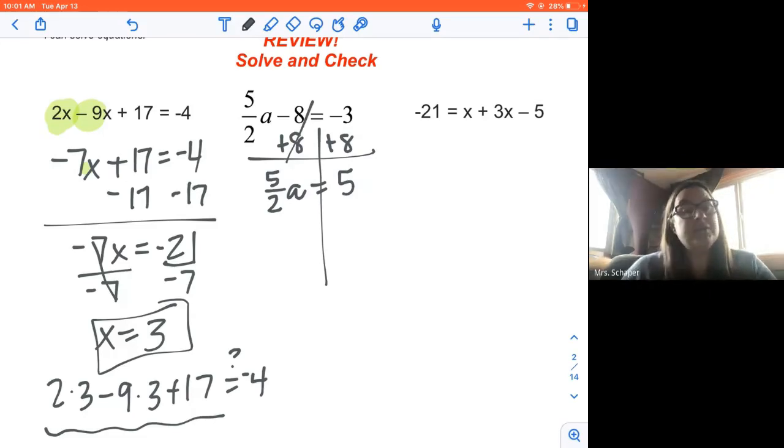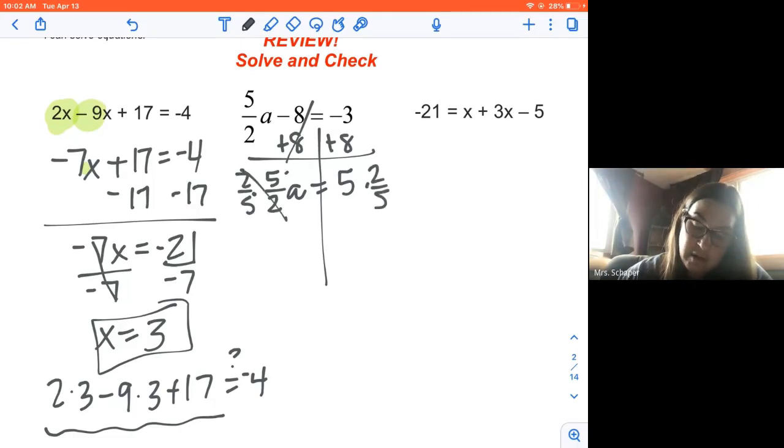There's actually 3 ways you can do it. One way is you can divide both sides by the fraction. One is you can multiply both sides by the reciprocal. The reciprocal, again, is where you take a fraction and you flip it. So we're going to multiply both sides by 2/5. A is equal to 2.